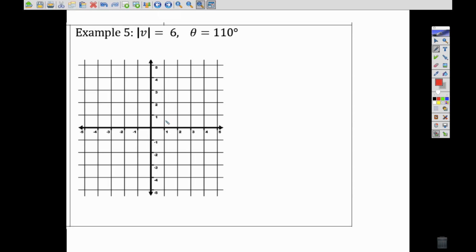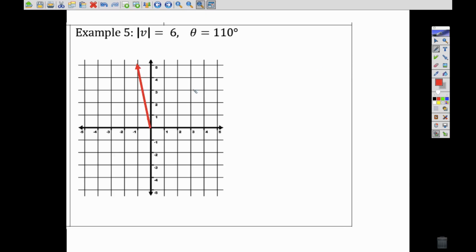So the first thing I would do is eyeball where 110 degrees is. And for any of these, with the angle, you want to be thinking about standard position. So I'm going to start at the origin. It makes it easier for me. I know that this is 90 degrees, and I know that here would be 120. So 110 is obviously just a little bit past 90. So that is where I'm going to draw that in. And then it has a magnitude of 6. You could be more accurate by using the Pythagorean theorem, but I'm just going to estimate that 6 would be about here.